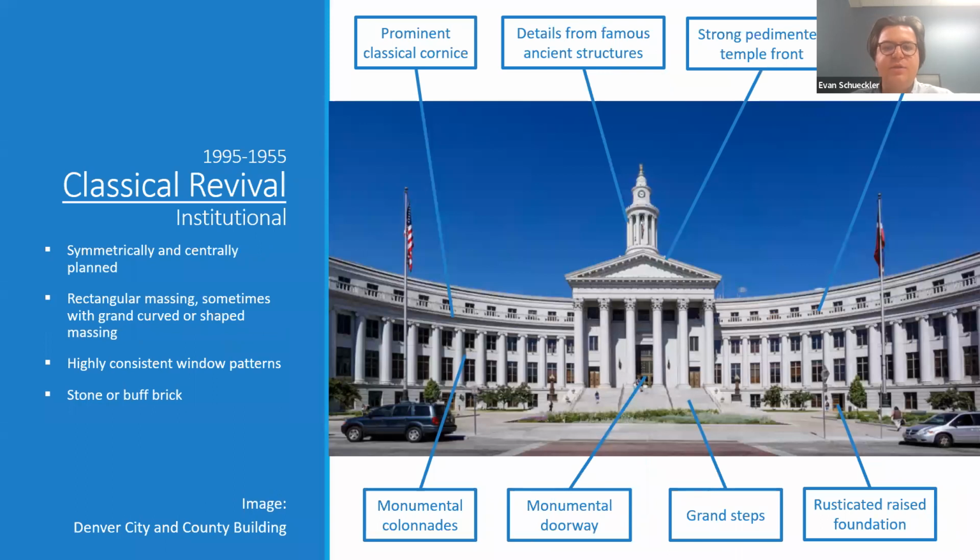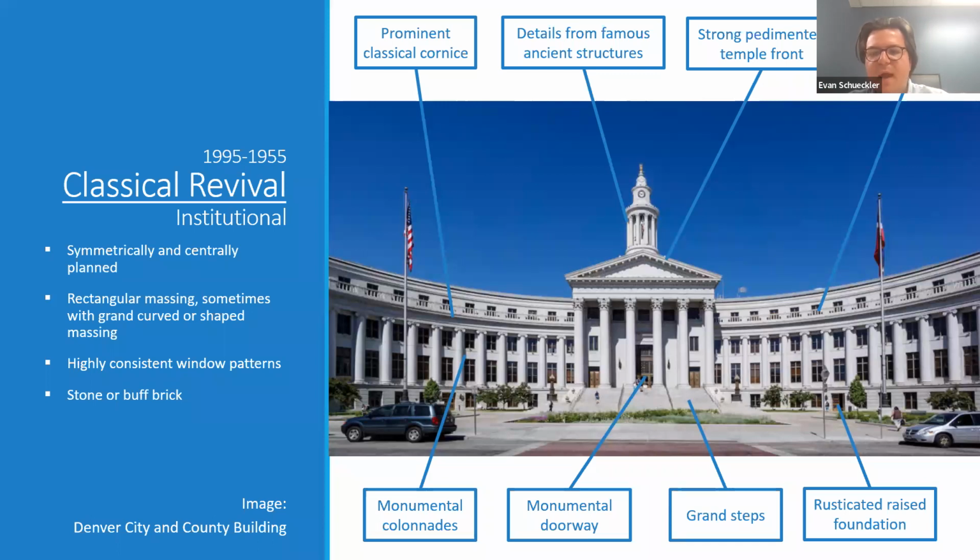And then looking at an institutional example, which will often be akin to the commercial, but generally at a much grander scale. Again, perfectly symmetrical, centrally planned, often a rectangular massing, here with the city and county building. That central portion is rectangular, but then there's this interesting curved element incorporated, which is maybe departing a little bit from true classical Roman design, but still adheres to that grandeur and that purity of the form.